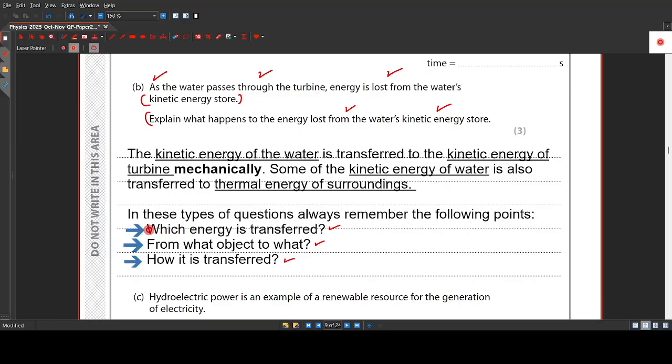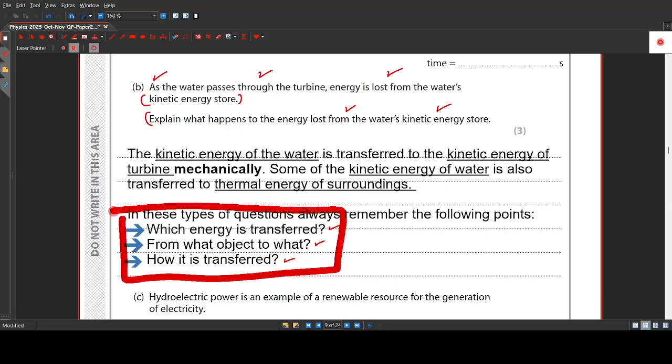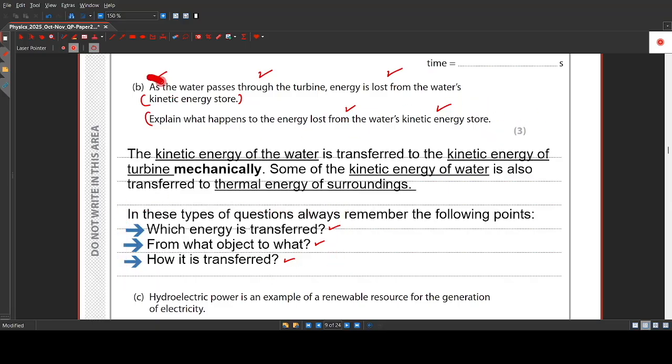So you have to make sure that you write which energy is mainly involved in this energy transfer. You will have to make sure which object is mainly involved in this energy transfer. And finally, you will have to write how the energy is being transferred. So if you make sure that you have got these three key points in your answer, you are more likely to score full marks in this type of question. And even if this question comes in paper 1, you will also have to tackle it in the same way. These types of questions are always answered maintaining the structure.